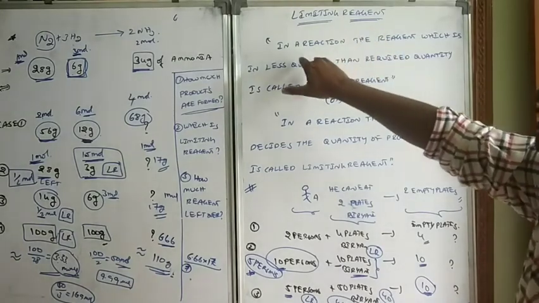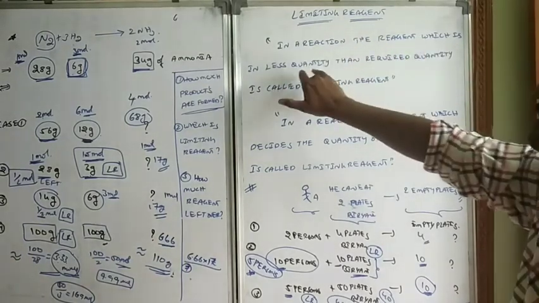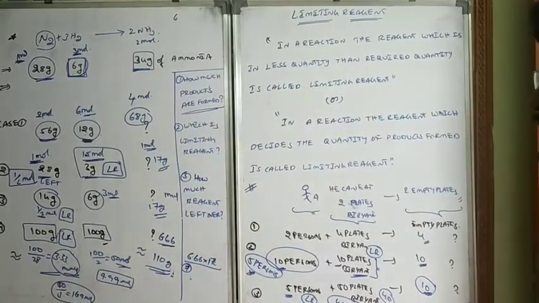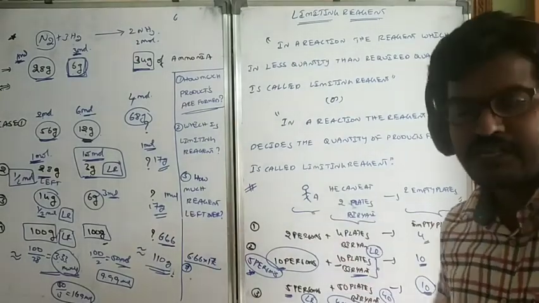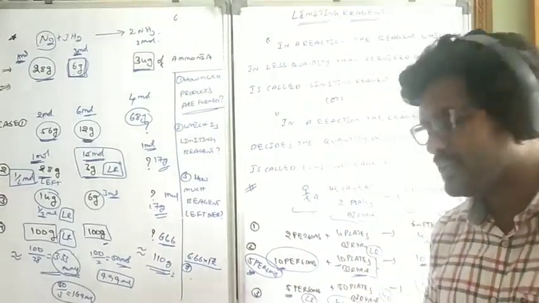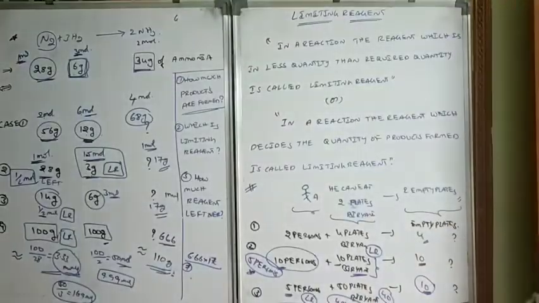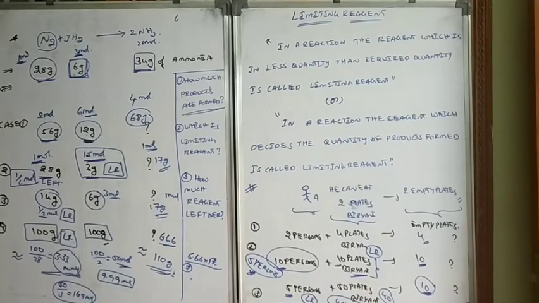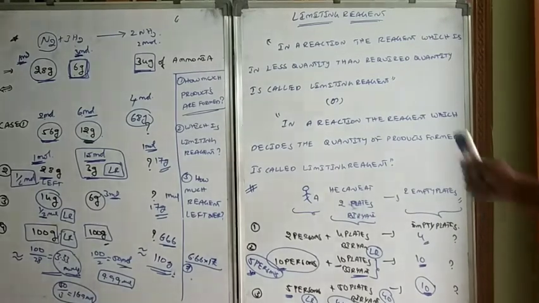So limiting reagent means, in a reaction, the reagent which is in less quantity than the required quantity is called the limiting reagent. So like this they will be asking you. Let me give you some problems based on the limiting reagent and you will understand the things much better. Take down this for half a minute. Hope you have taken down this.